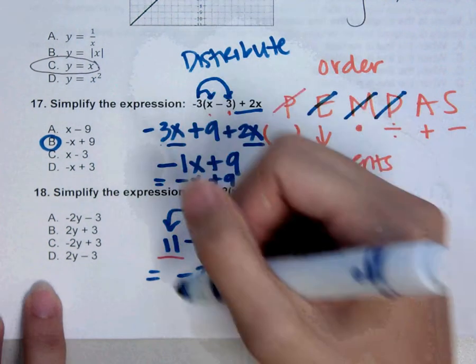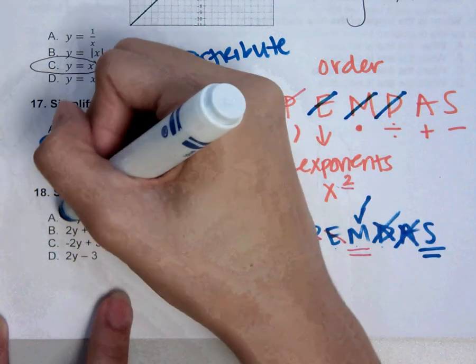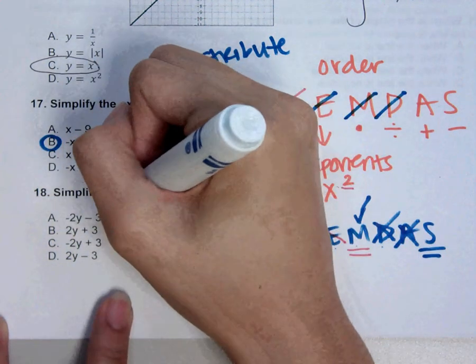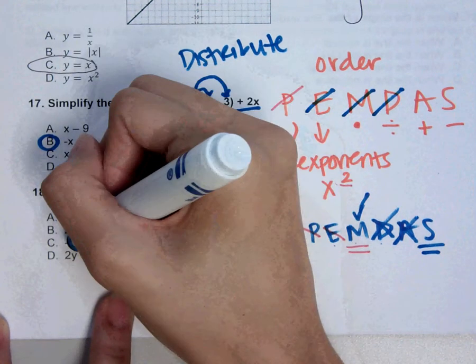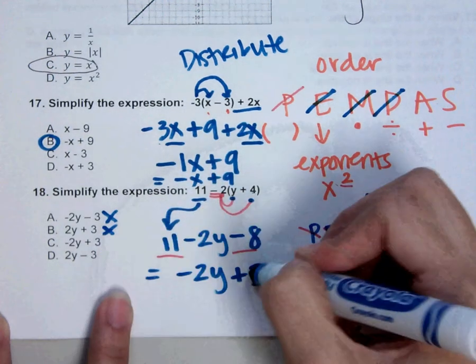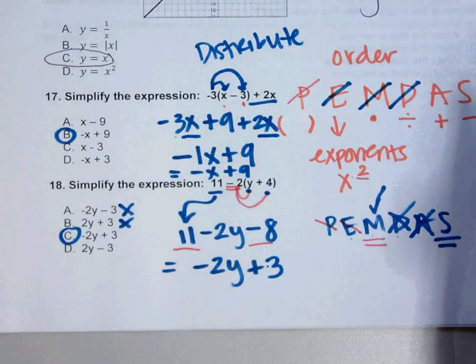That's kind of tricky. There's like 2 y's and 3's, right? So this is negative 2y minus 3. So that's wrong. There's a negative 2y, so there's no negative there. Negative 2y plus 3. Yay.